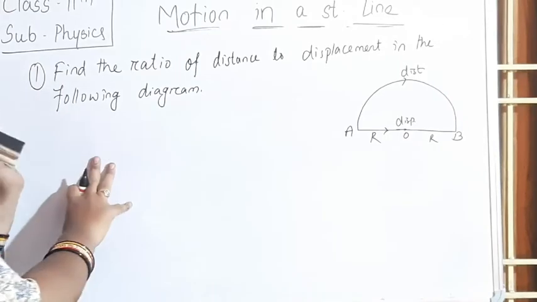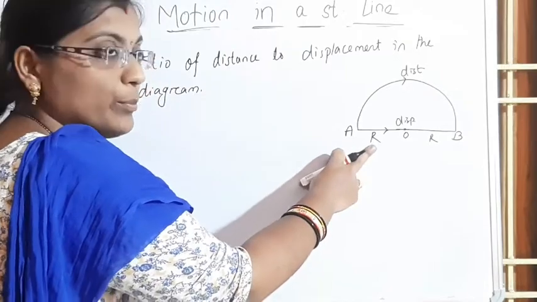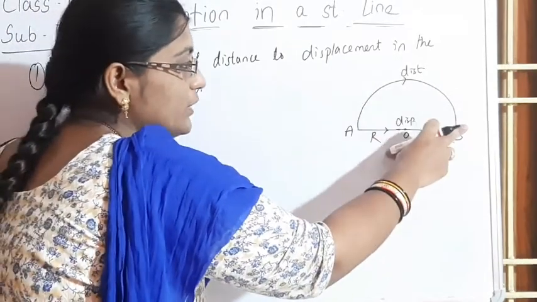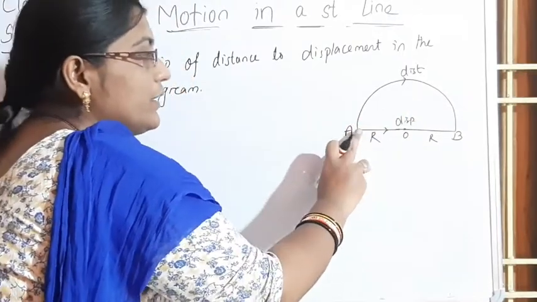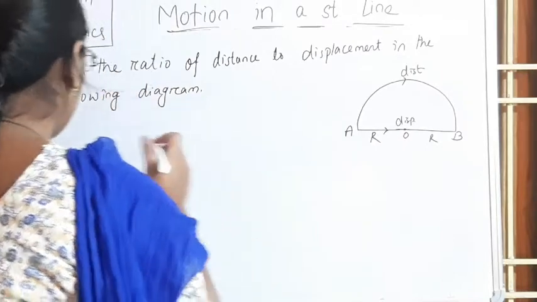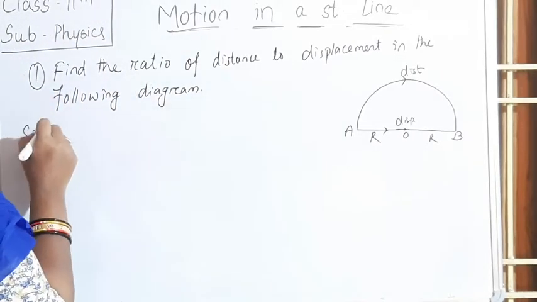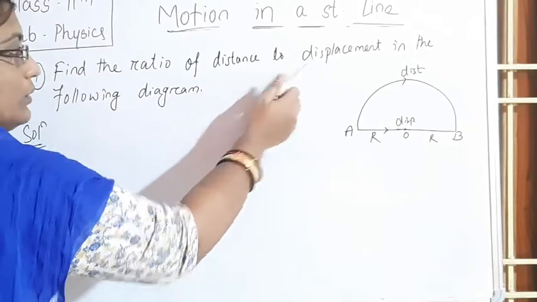So here is the first question. Here there is a semicircle having radius capital R, and the circumference of the semicircle represents the distance of the object, and this diameter will represent the displacement. Okay? So we have to find the ratio between distance to displacement.